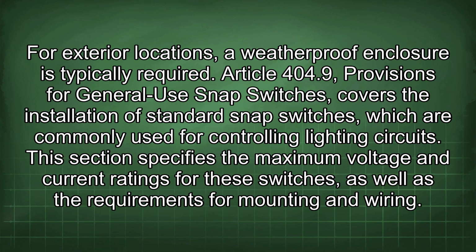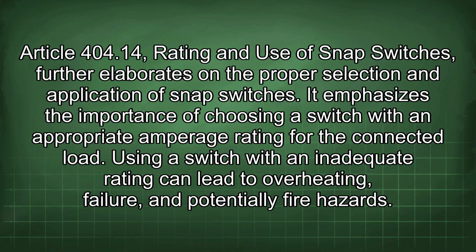Article 404.9 Provisions for General Use Snap Switches covers the installation of standard snap switches, which are commonly used for controlling lighting circuits. This section specifies the maximum voltage and current ratings for these switches, as well as the requirements for mounting and wiring. Article 404.14 Rating and Use of Snap Switches further elaborates on the proper selection and application of snap switches. It emphasizes the importance of choosing a switch with an appropriate amperage rating for the connected load. Using a switch with an inadequate rating can lead to overheating, failure, and potentially fire hazards.